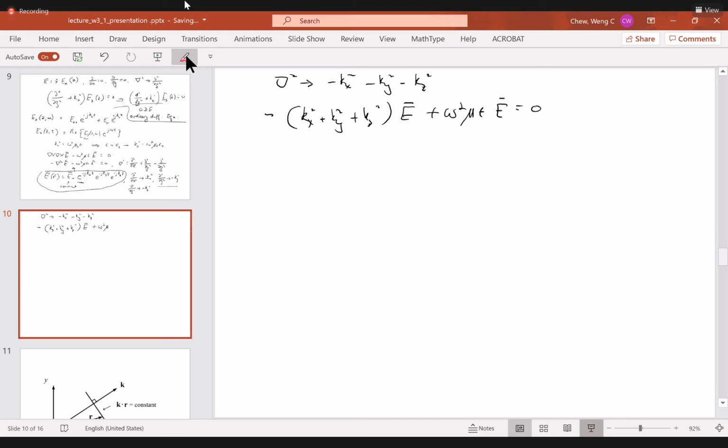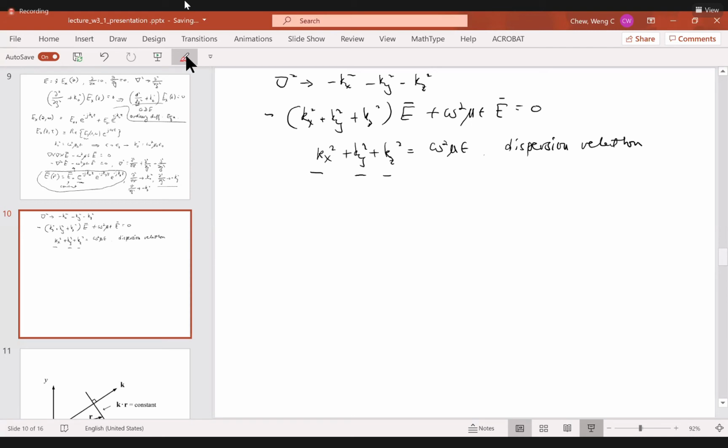is equal to 0. Okay, and in order for this equation to be satisfied, I can see that kx squared plus ky squared plus kz squared has to be omega squared mu epsilon. Okay, this is called the dispersion relation in wave theory. And you can think of kx, ky, kz as variables. Okay, you can think of it as in mathematics.